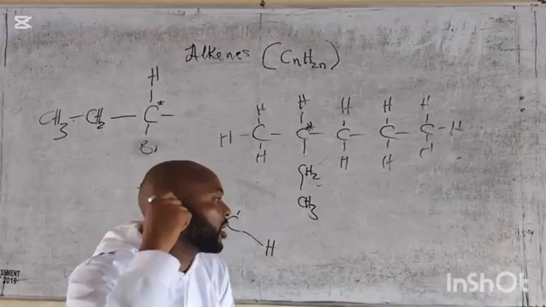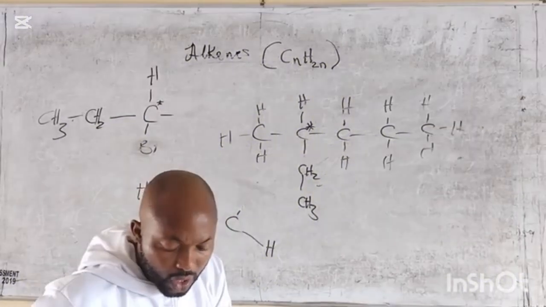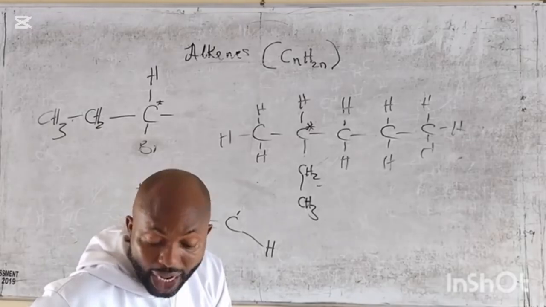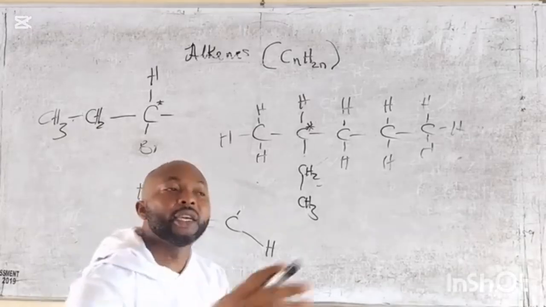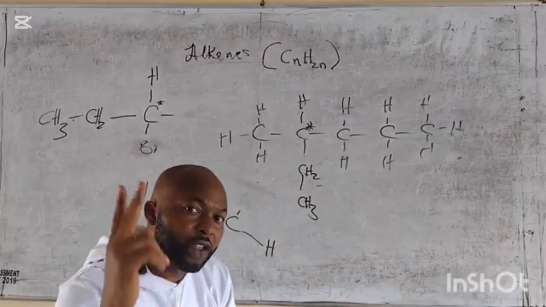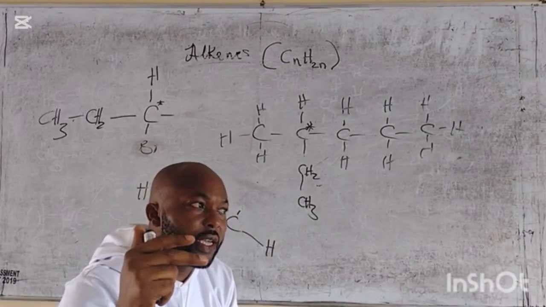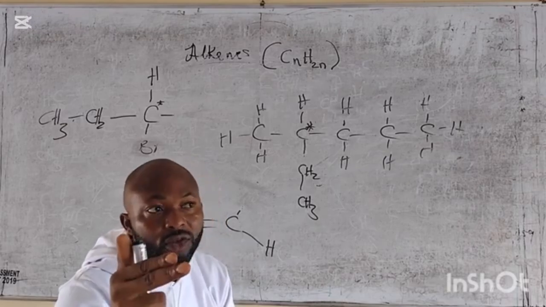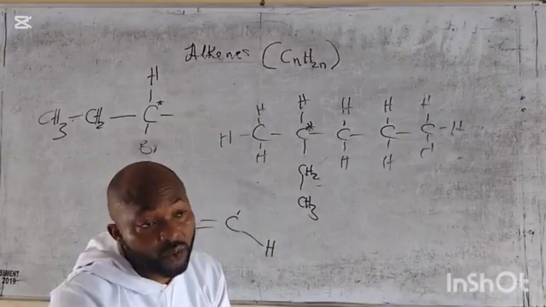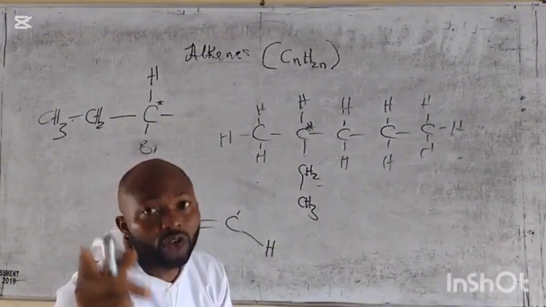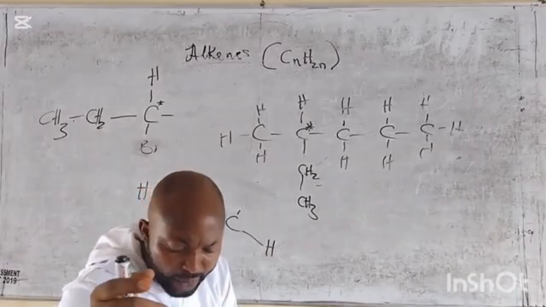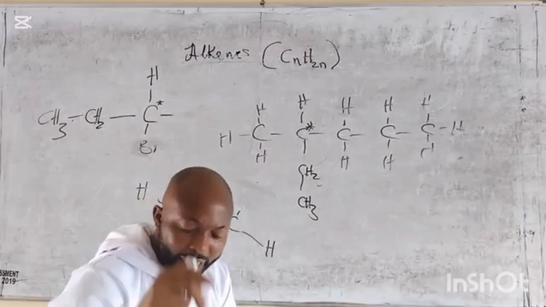We must first of all identify the longest continuous chain of carbon atoms, which must include the two carbon atoms containing a double bond. In this case, our longest continuous chain must have that carbon that contains the double bond. You cannot take the parent chain without it having the double bond in it, even if it is longer than the other one. The one that has the double bond should be the one you consider first. Then, name it as that of the corresponding alkane.